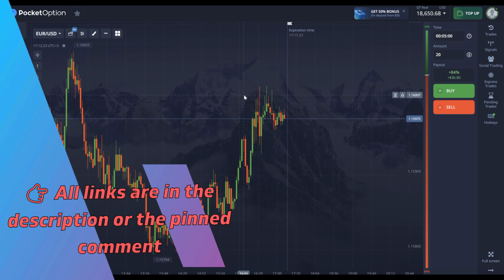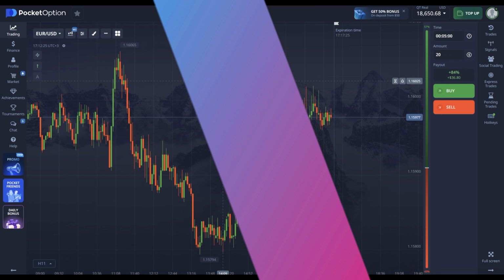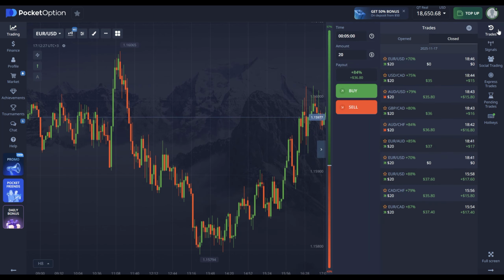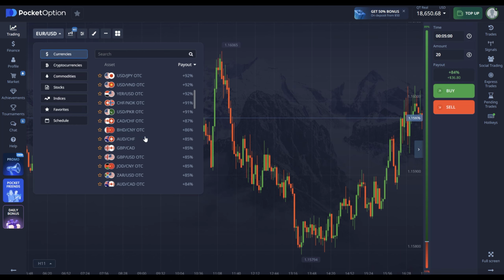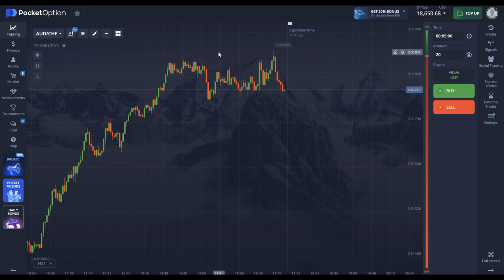So let's switch to a 3-minute time frame. Let's switch now and see what's happening on the charts. The previous trading session was quite successful. Let's try to repeat that today as well. The Australian dollar Swiss franc will be opened for an upward trade.